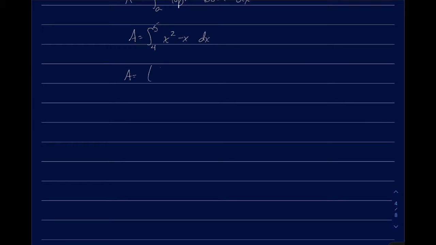So the area is going to be x cubed over 3 minus x squared over 2 from 4 to 5. And then we just plug in 5. So 5 cubed is 125 over 3 minus 25 over 2. Minus, when we plug in 4, 64 over 3 minus 16 over 2.